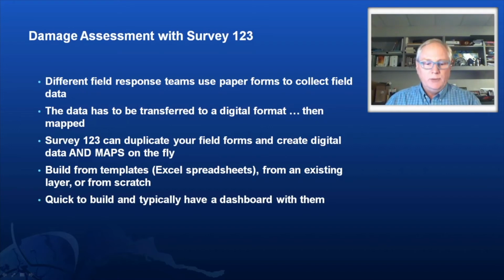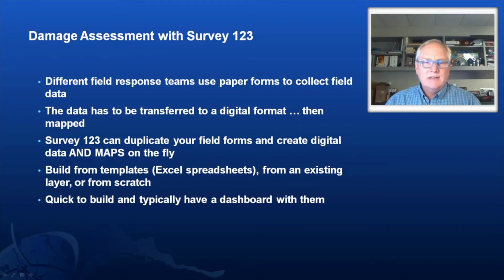But in the olden days, when you did this in a paper form, you then had to come in and retype all the data off the paper into a digital format. So what happens now is they can do it in the field with Survey 123, looks just like their form, and it's automatically digital data, and it automatically pops up on the map. So the second the last button is clicked, we have the map ready, and they love that.